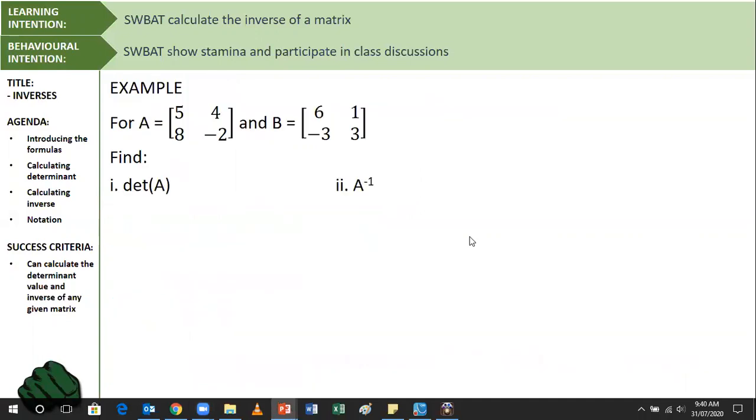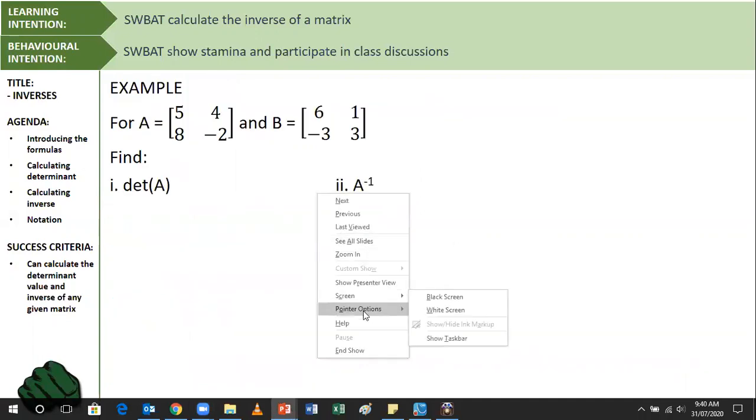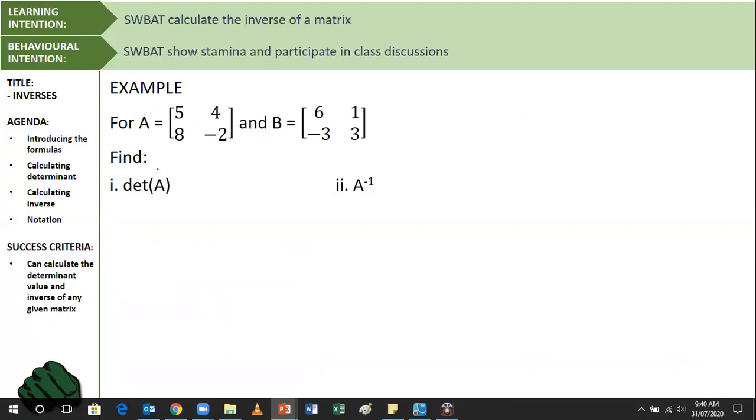Okay, so let's say we do this partially by hand. Determinant of A. So determinant is AD minus BC. So this in its particular order is A, B, C, D. So this becomes, I'll do it over here, 5 times -2 take away 4 times 8.